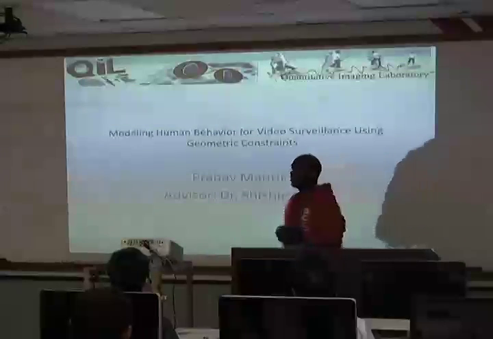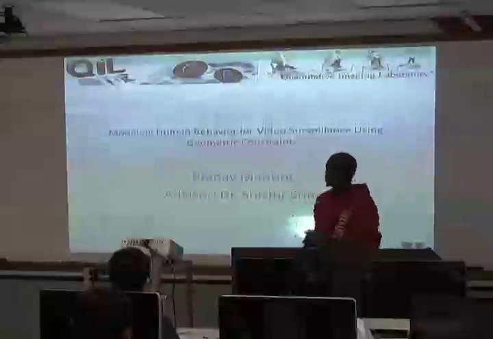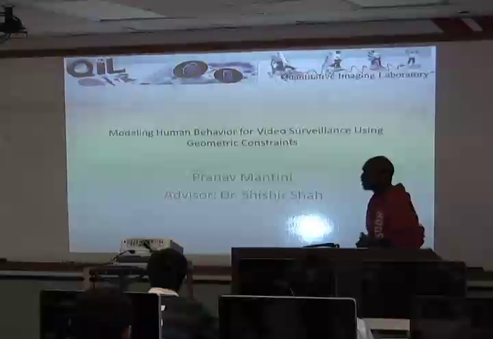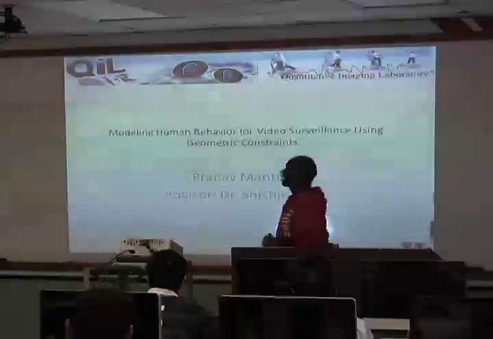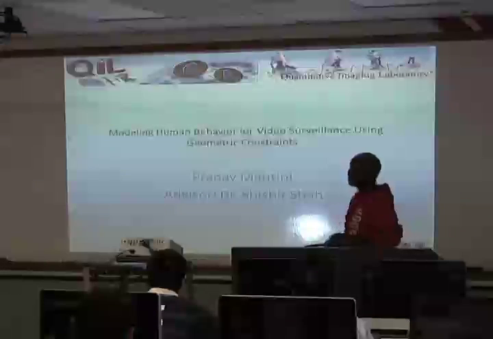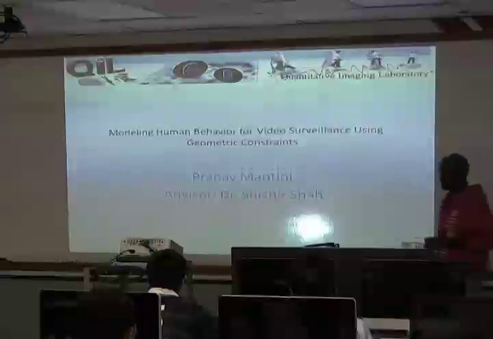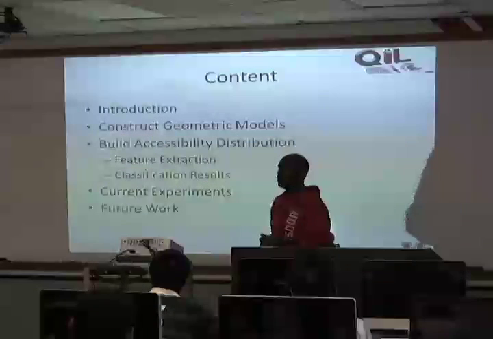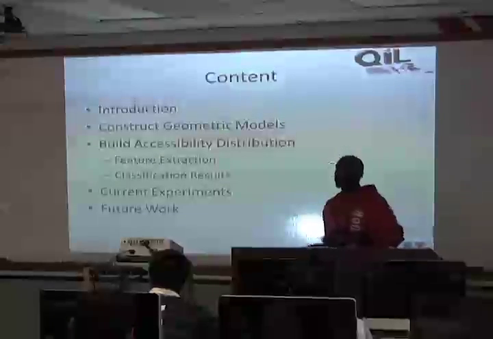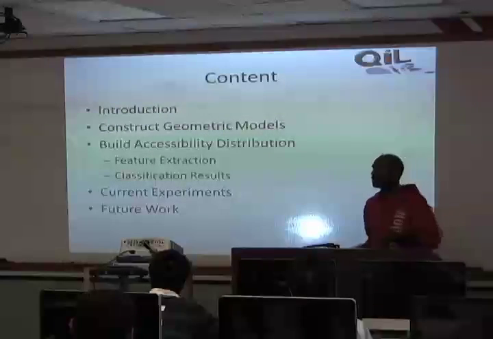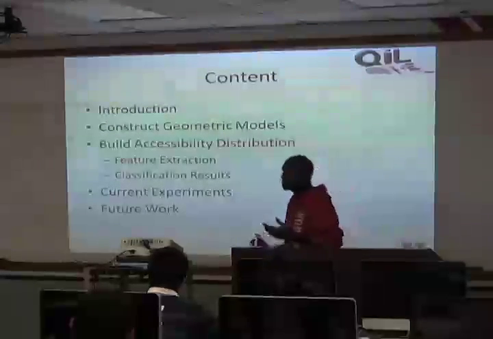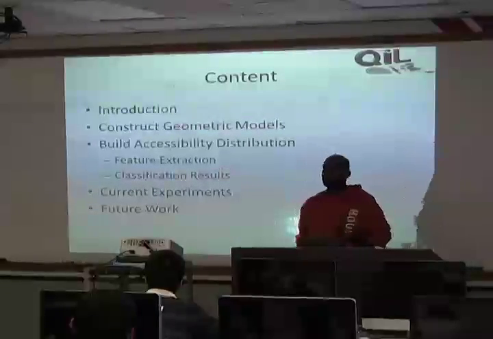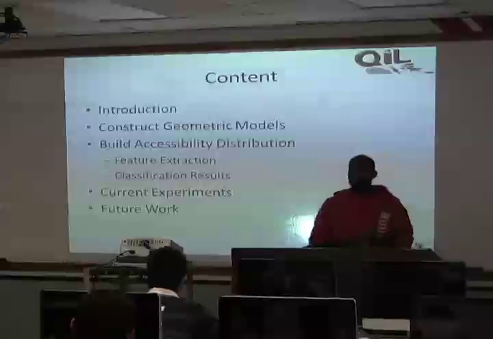Very good morning. My name is Pranav, and I'm working with Dr. PhDshowcase in the quantitative imaging lab. We're working on a video surveillance project, and the title of my talk is Modeling Human Behavior for Video Surveillance Using Geometric Constraints. Today we're going to go through a quick introduction, and then we're going to see how we can build geometric models for use in real-world video surveillance applications. Then we'll try to build what is called an accessibility distribution, and then we look at some experiments and some results.